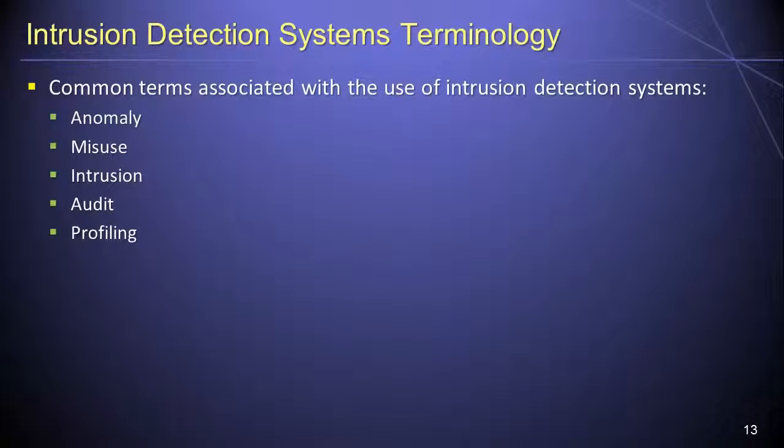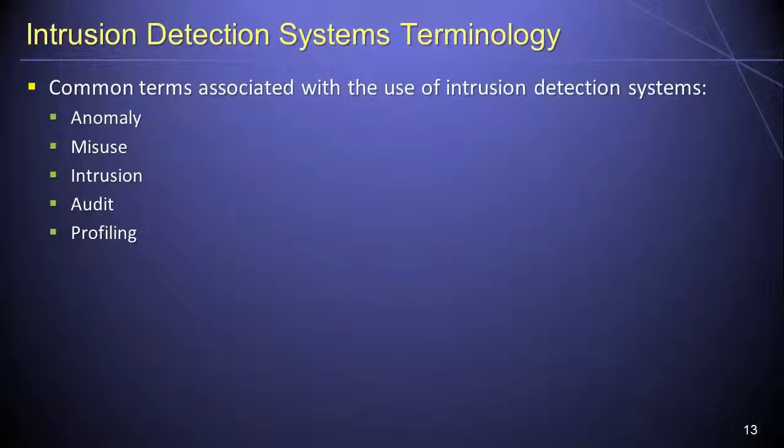In order to better understand intrusion detection systems, we must first become familiar with the terminology that is commonly used in discussions of such systems. One of the common terms that is associated with the use of intrusion detection systems is an anomaly. In the context of intrusion detection systems, an anomaly refers to abnormal or unusual behavior that is occurring on the network. Next, in the context of intrusion detection systems, misuse is a term that refers to an activity which violates the network or system security policy.